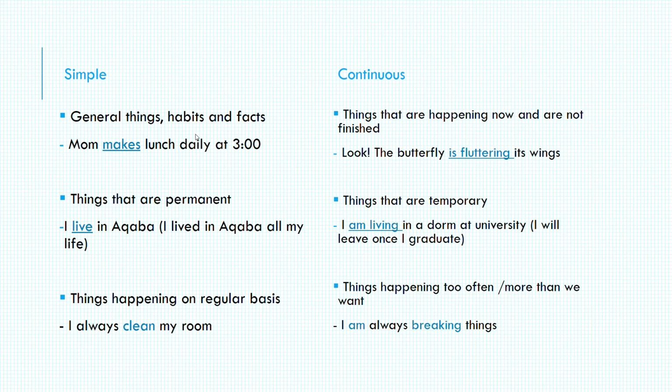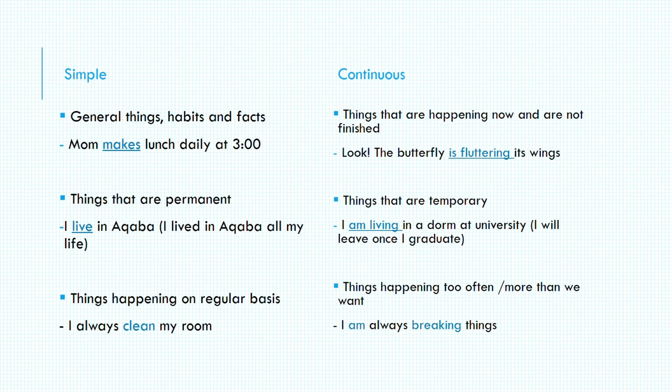We come now to the last part of this presentation, which is the comparison between the present simple and the present continuous. We already learned that a simple present is used to talk about general things, habits, and facts. أشياء بشكل عام، عادات أو حقائق. For example, mom makes lunch daily at 3.